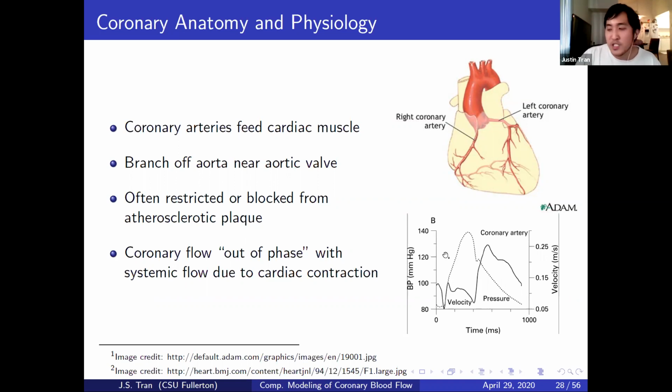From a simulation perspective, this is really challenging to do because your pressure's going up at one point, but then while your pressure's going down, your flow has to go up in the coronary. So having this kind of phase lag between the two is a bit challenging.